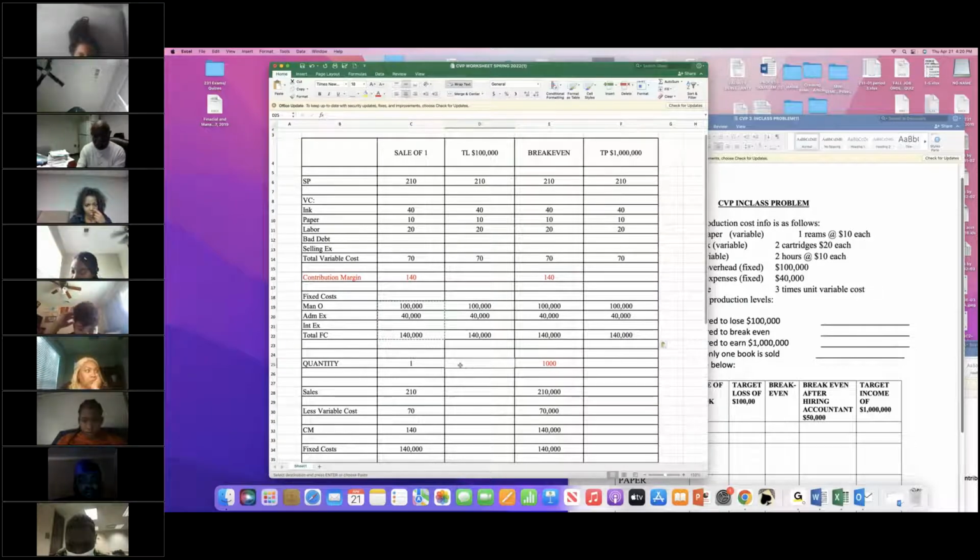What's our equation gonna be to get the 286? Fixed cost minus target loss divided by CM. We're gonna click on fixed cost, that's 140,000 minus 100,000 divided by 140.